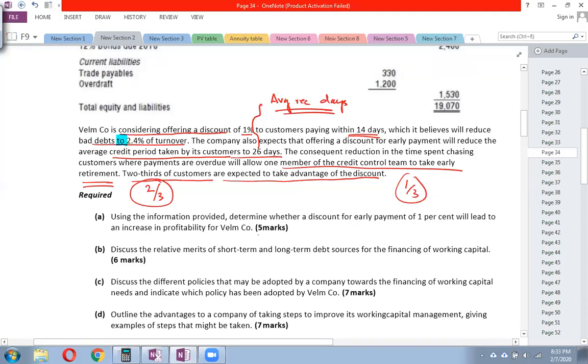Now, it's a 5-marker question and it says, using the information provided, determine whether a discount for early payment of 1% will lead to an increase in profitability. In other words, we are saying, should we offer the discount or not? That's what we need to find, right?